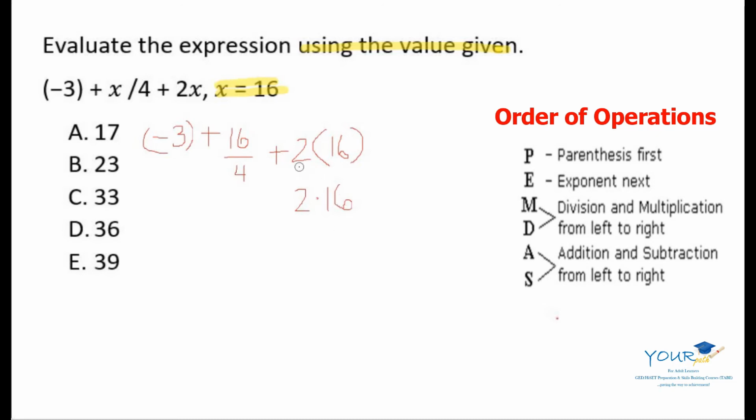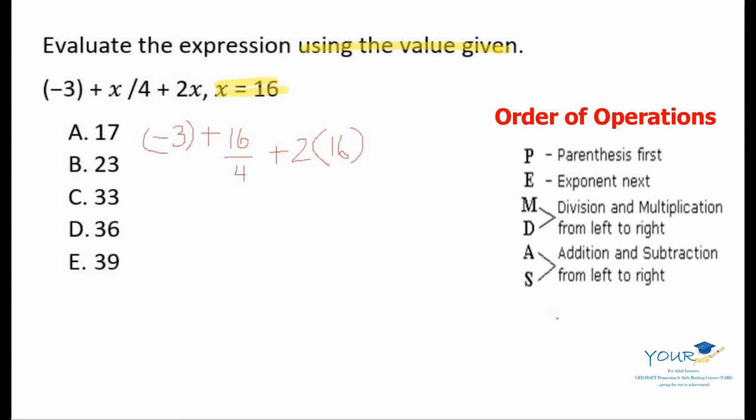I'm going to write it as 2 with 16 inside of the parentheses. But I do want to show you that you may also see it as 2 with a dot 16, which also means that you need to multiply. Both of these mean that you need to multiply. So let's get rid of this here.